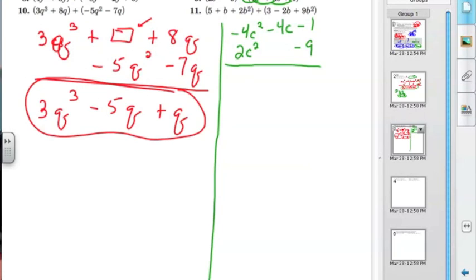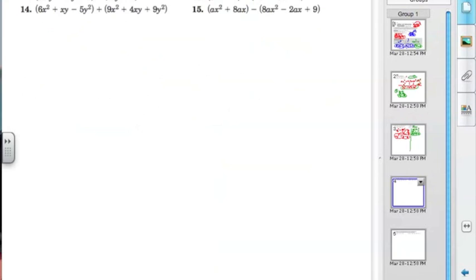At this point, I just combine like terms. I have negative 4c squared. I add 2c squared. So I still have negative 2c squared. I bring this down, negative 4c. Negative 1 minus 9 is negative 10. There's your simplified answer there. Again, just more problems of the same nature.